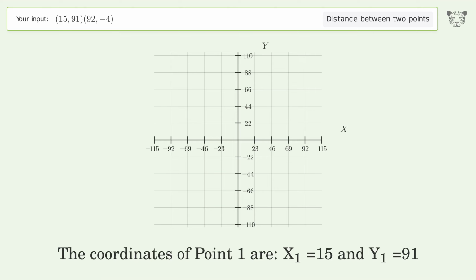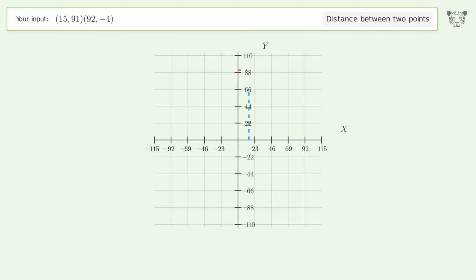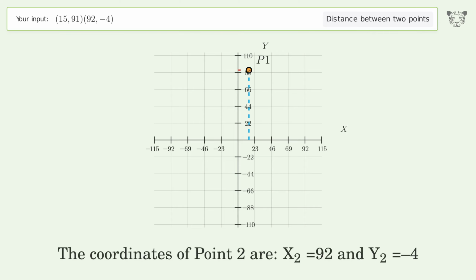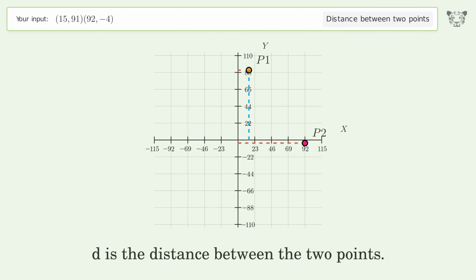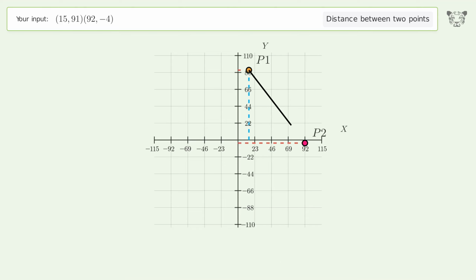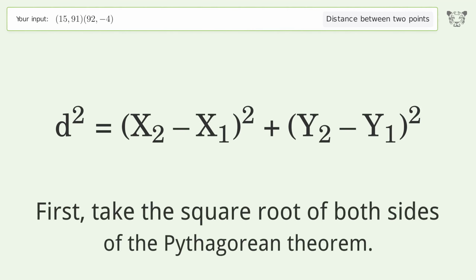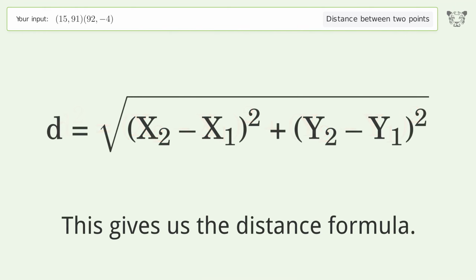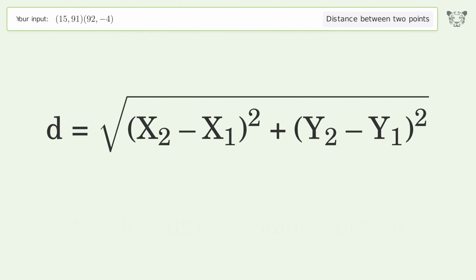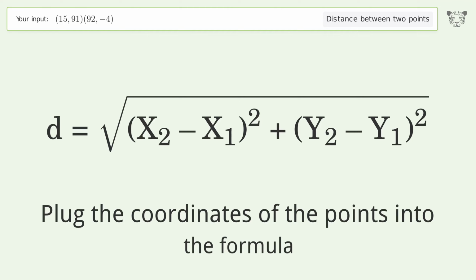The coordinates of point 1 are x1 equals 15 and y1 equals 91. The coordinates of point 2 are x2 equals 92 and y2 equals -4. D is the distance between the 2 points. First, take the square root of both sides of the Pythagorean theorem. This gives us the distance formula. Plug the coordinates of the points into the formula.